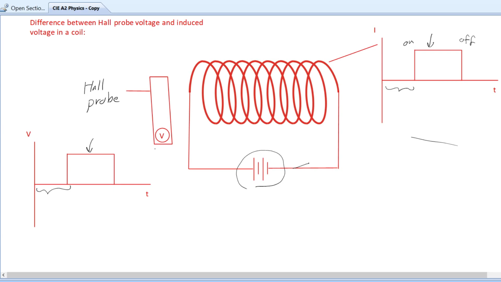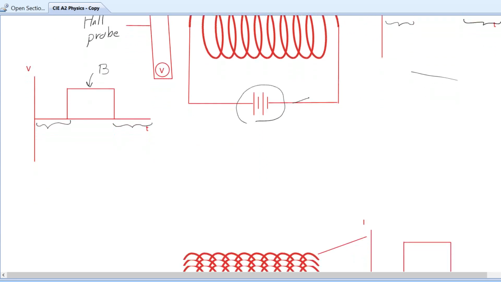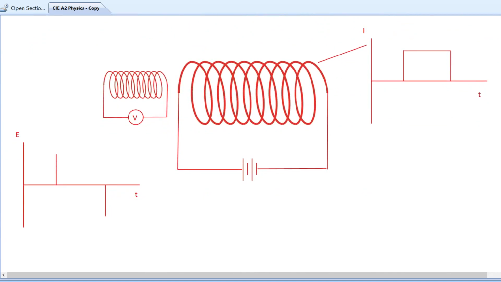Once you have no current, there is no flux, so no voltage in the Hall probe. And once you have a high current, there will be a voltage because there is a flux density here. And when you turn off the current, it goes back to zero, same as the current. But a coil placed near this design will have a different result.